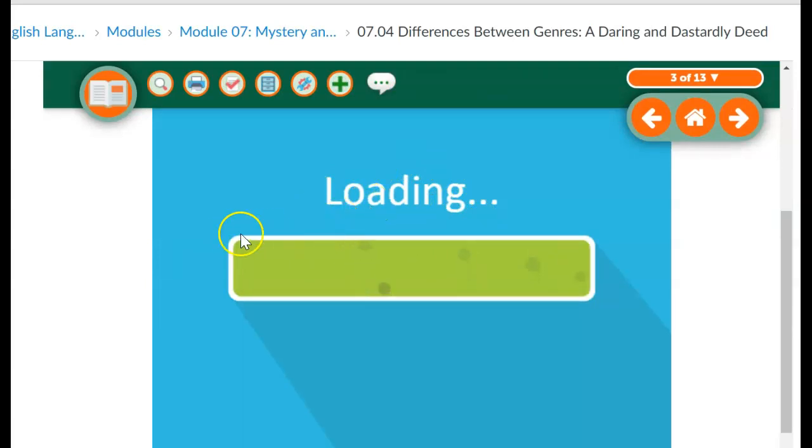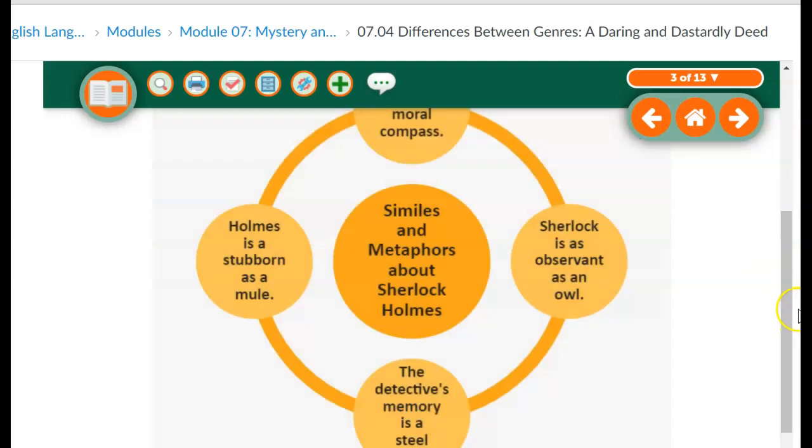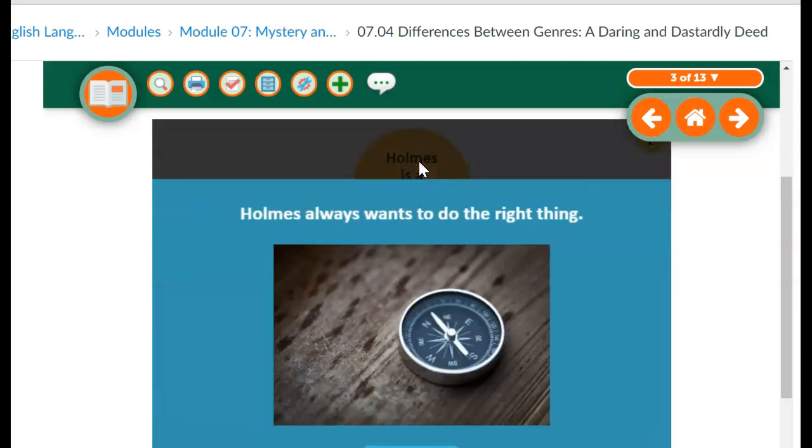All right, as soon as this loads, let's look at a couple more. So right here, Holmes is a moral compass. So first of all, is this a simile or a metaphor? Let's do thumbs up for simile, thumbs down for metaphor. What do you think? Holmes is a moral compass.